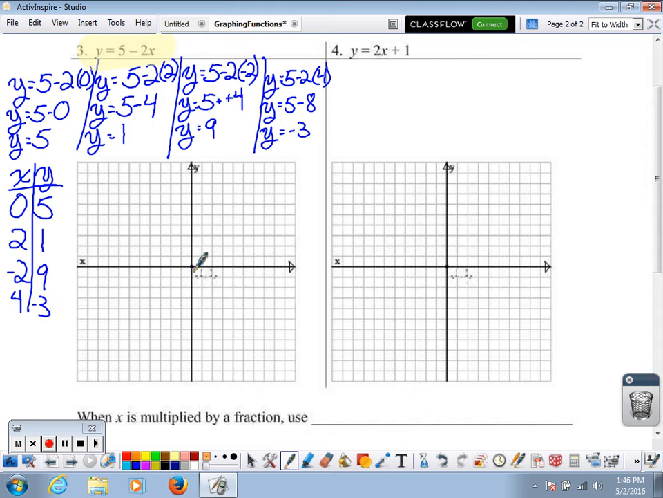So 0, 5. Jess, where's 0, 5 going to go? Just up 5. Not left or right, just 1, 2, 3, 4, 5 steps up. Crystal, what about 2, 1? To the right 2, and then up 1. And Katia, what about 4, negative 3? Very good. 4 to the right, and 3 down.